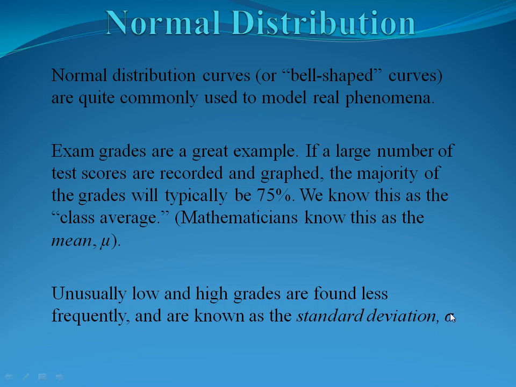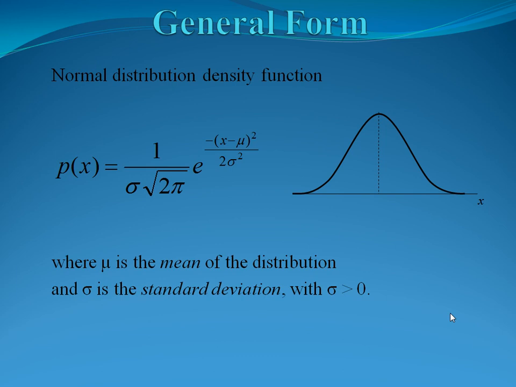Okay? So now, the general form for a normal distribution density function looks like this. It's a little bit more complex than what we're used to, but it's nothing that we can't handle. So we have 1 over sigma square root of 2 pi, times e raised to the power of negative (x minus mu, the mean) squared, all divided by 2 sigma squared. And this is what the data looks like when it's graphed. This is what our PDF function looks like. That's what we're referring to with the bell-shaped curve.